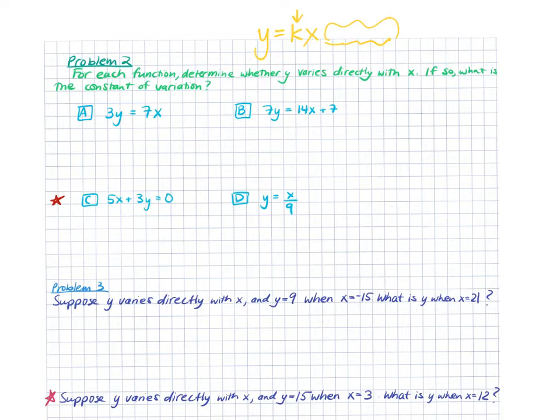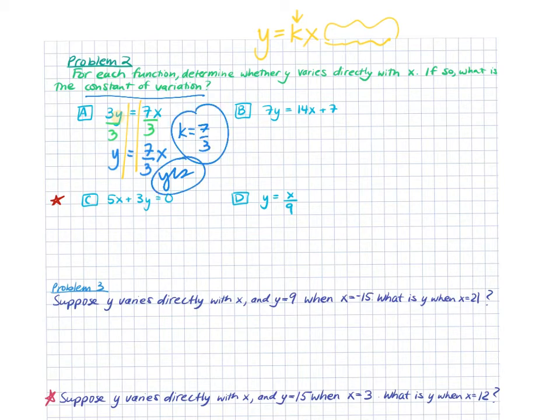Let's get y alone. So here we have our y on this side, so we need to divide by 3 on both sides. And so y is alone, and then 7, we can write this as 7 divided by 3x. And so that is y equals some number, this number is a fraction, 7/3 times x. It says if it is, so this is yes. And if it is, what's the constant of variation? The constant of variation here is 7/3.